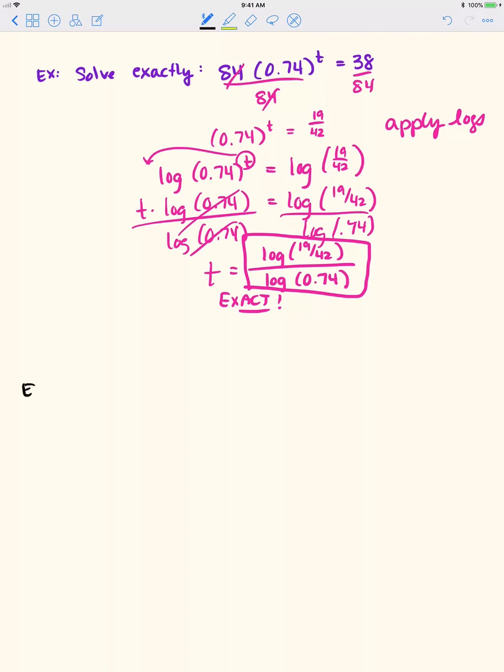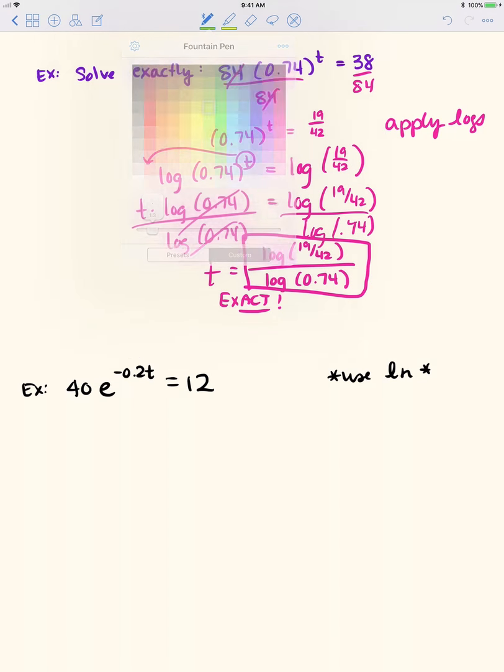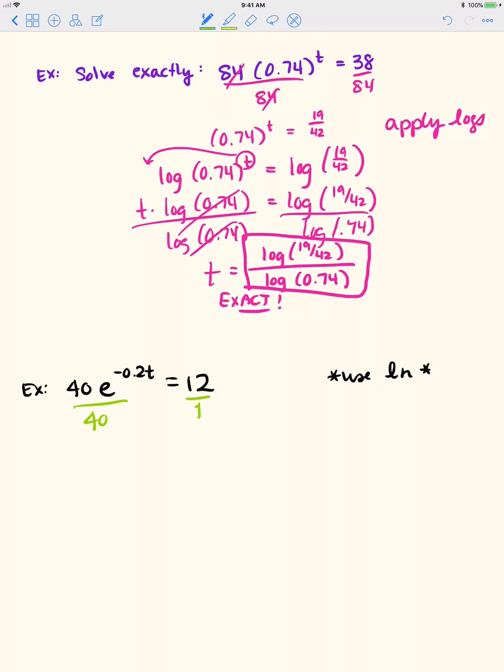Okay. Here's another example. 40 e to the negative 0.2t equals 12. So this has an e as a base. So I'm actually going to use the natural logarithm here whenever I apply. But the first thing I want to do is get rid of that 40 so that I have it not on my base of e, and I can apply the natural logarithm easier. 12 divided by 40 does simplify to 3/10. So you can use 0.3 or you can use 3 over 10, but it's not a decimal that we rounded. It's an ending truncated, terminating decimal, so we can just use 0.3, that's fine.